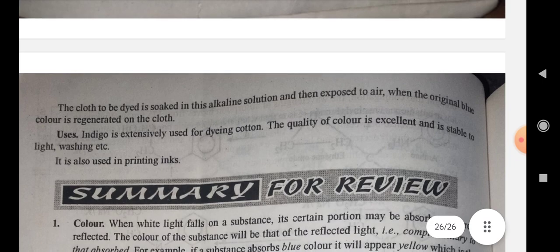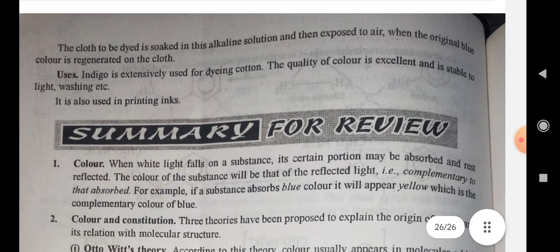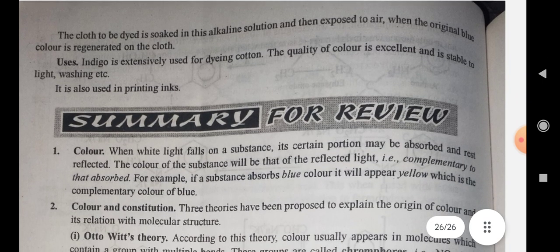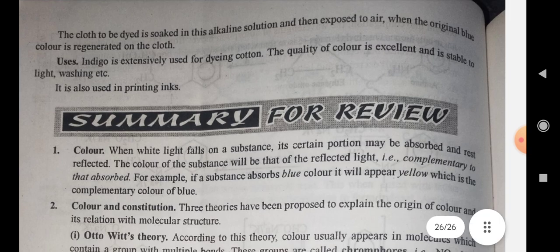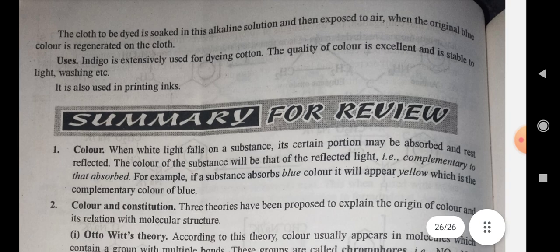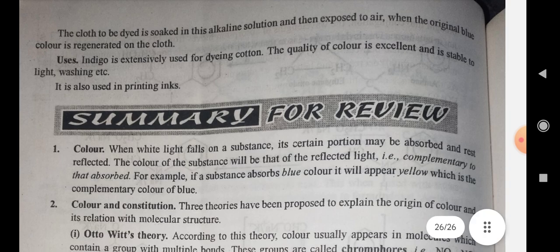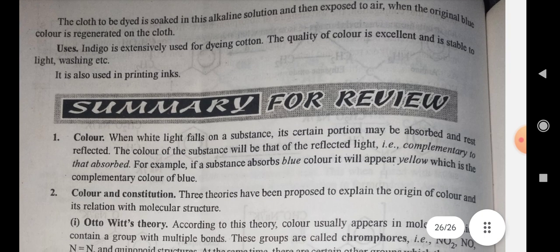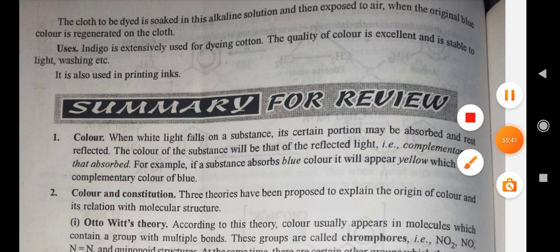The cloth to be dyed is soaked in this alkaline solution and then exposed to air. The original blue color is regenerated on the cloth. Indigo is extensively used for dyeing cotton. The quality of color is excellent and is stable to light and washing, etc. It is used in printing inks.